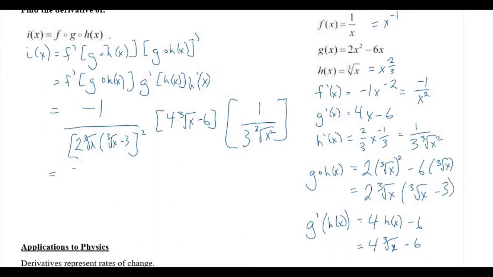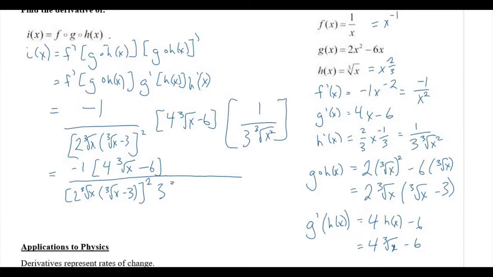So that's going to be -1 times 4 cube root of x minus 6 times 1, which we know just goes away. And then that's all over 2 cube root x times cube root x minus 3, all in square brackets and squared, times 3 cube root of x squared.